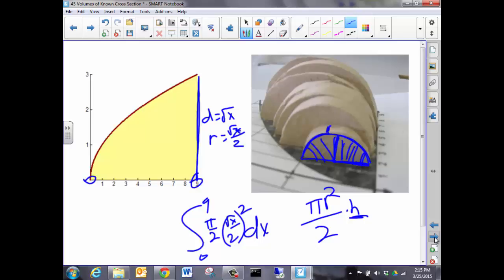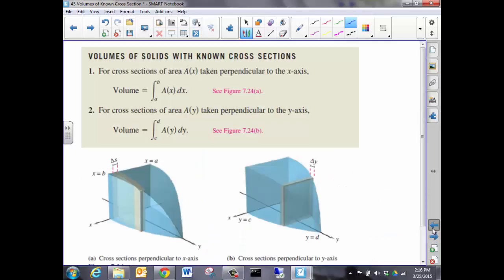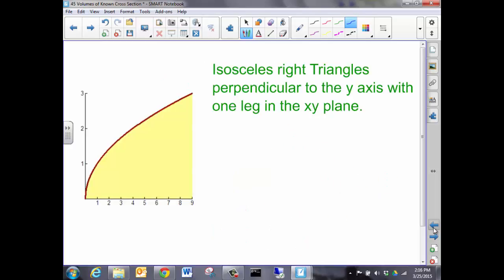Yes, ma'am? dx says that we're cutting. Think of it this way. I don't have a great mathematical explanation, but dx is saying we're cutting these pieces into razor-thin slices that are dx of an amount wide. So that's a very bad explanation. I know that. I'm sorry. That's the best I can give you because it's very hard. I'm not sure I can explain it any better than that.